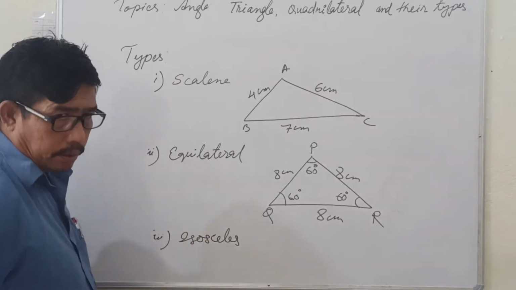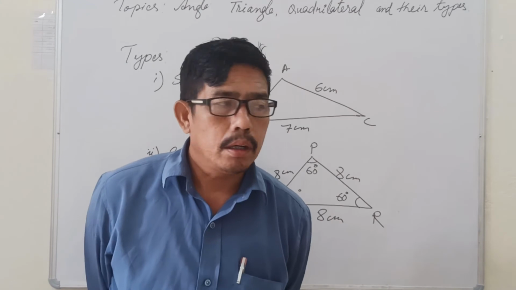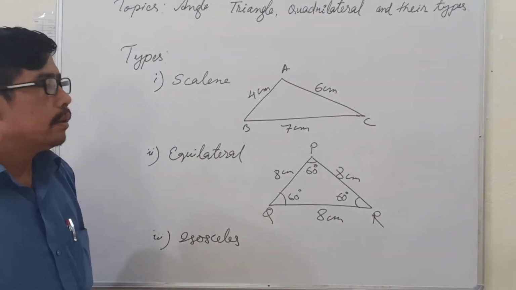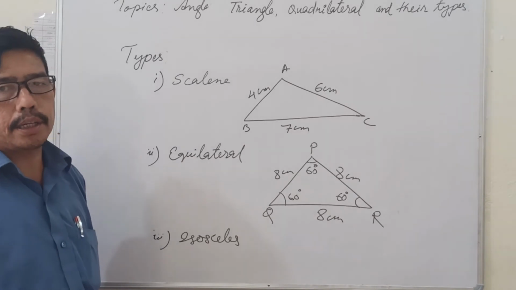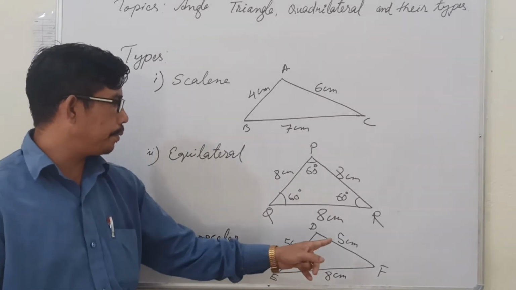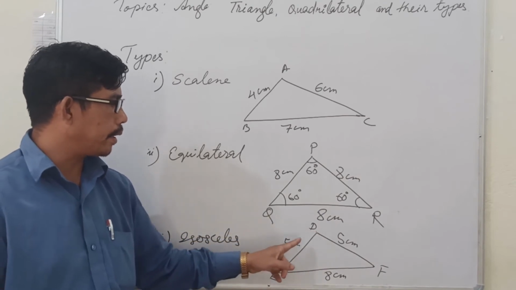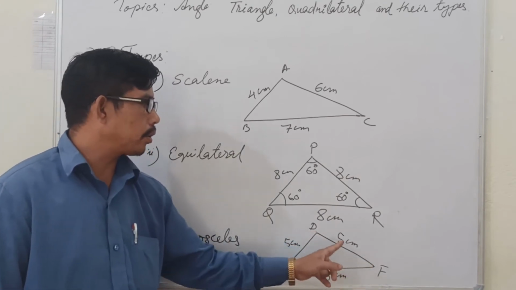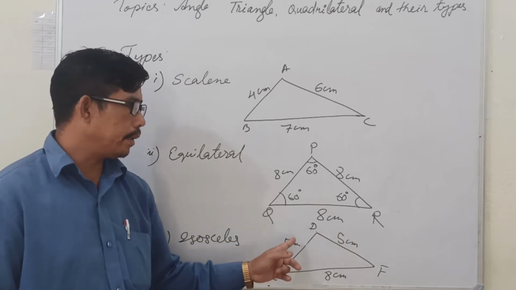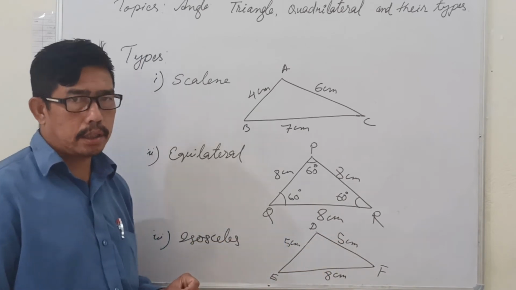Let's come to isosceles triangle. An isosceles triangle is the triangle in which two of the three sides have the same length. See here, in this triangle DEF, DE is 5 cm. DF is also 5 cm. These two sides have the same length. Then this triangle is known as an isosceles triangle.